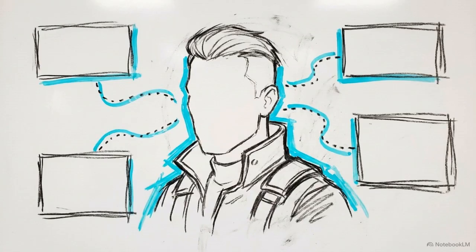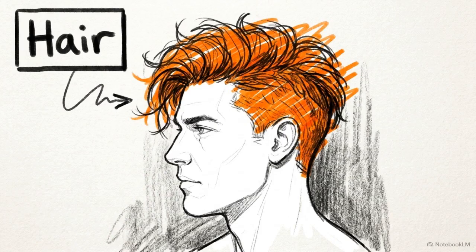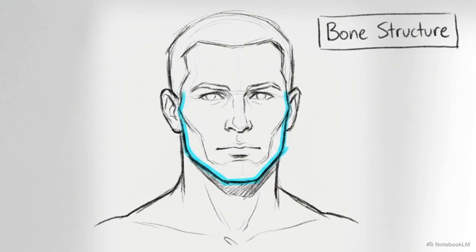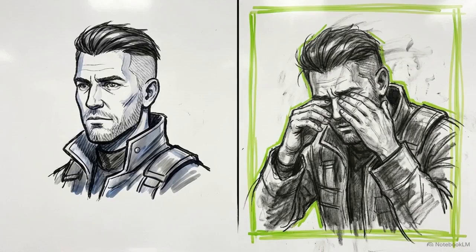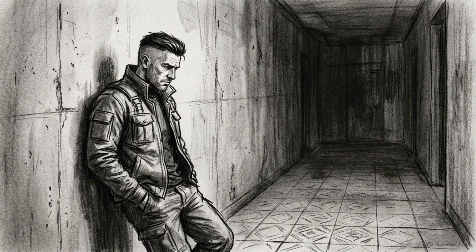Next, we lock in your identity anchors. These are the broad minimums required for belief: the character's hair silhouette, facial bone structure bias, wardrobe silhouette, and an age band. For personality, skip generic aesthetic words like beautiful. Use behavioral keywords like guarded, deliberate, or tired. These tell the generator how the character physically holds their posture.